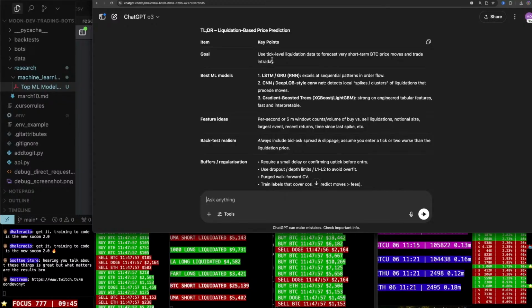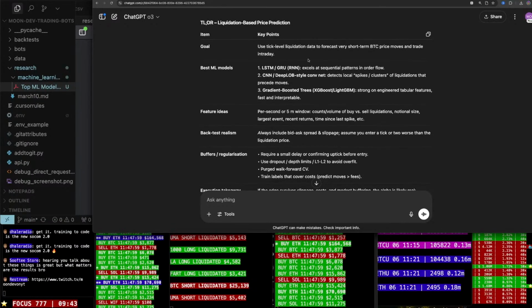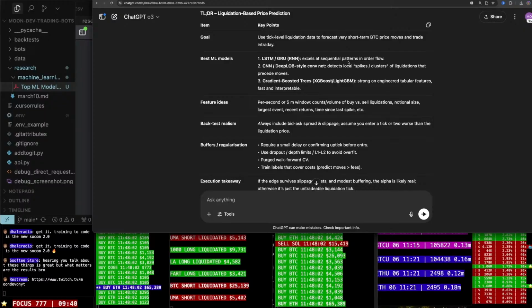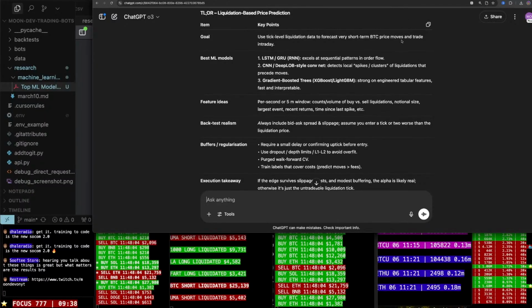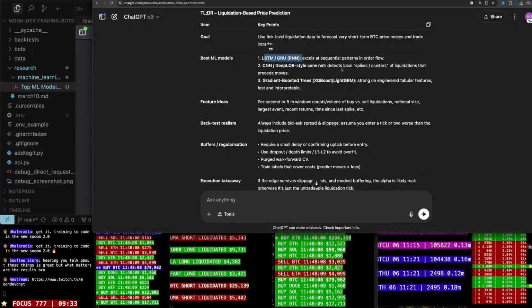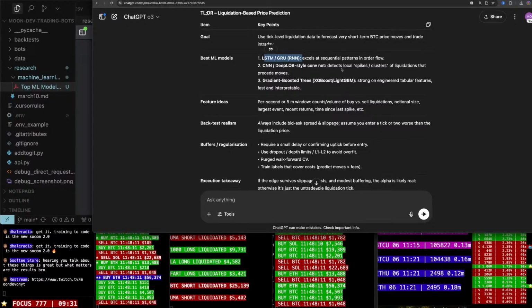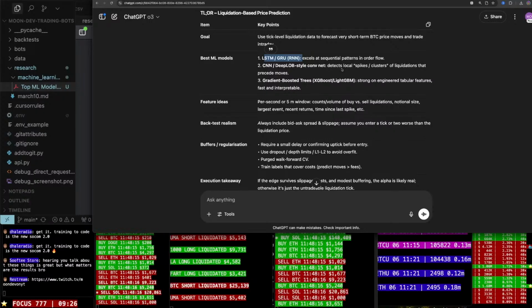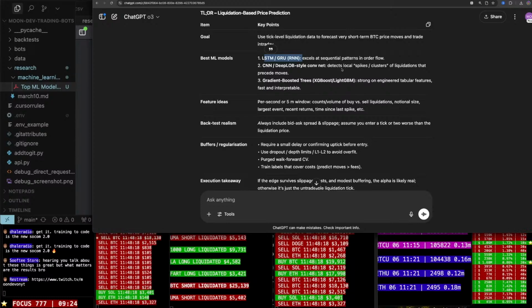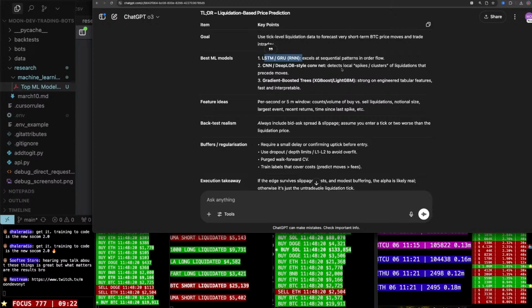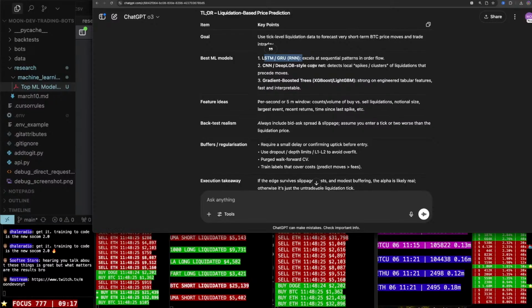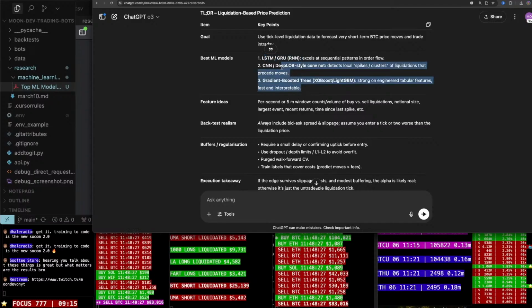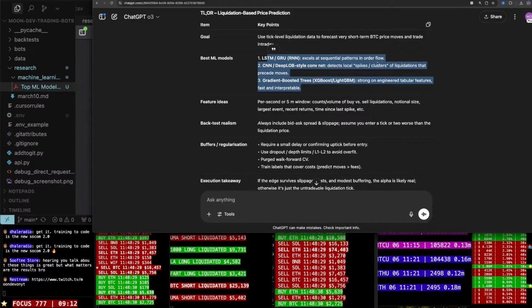TLDR is goal. Use tick level data, liquidation data to forecast very short-term BTC price moves and trade intraday. Best ML models, LSTM or GRU. I'm familiar with all these models, which is nice. I've mentioned this before, but I got over my skis when I started algo trading. I went straight to learn how to do machine learning. I barely learned how to code first, dude. Crazy. So I've seen all of this and I keep revisiting it about once a year.